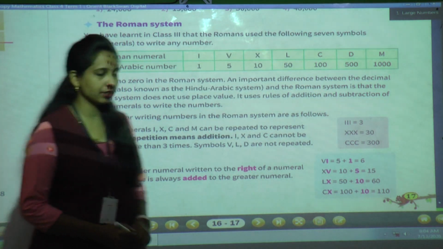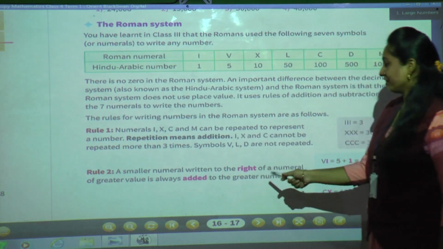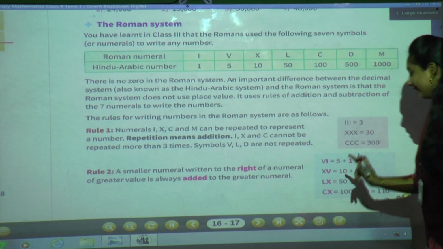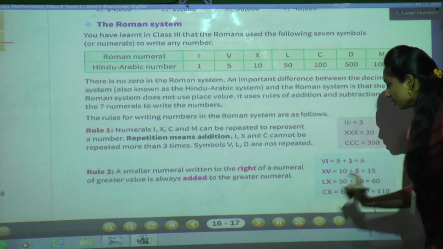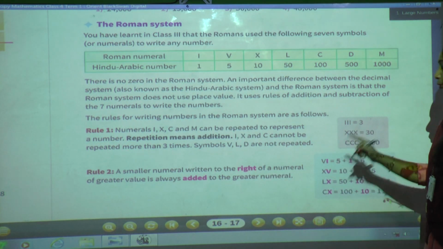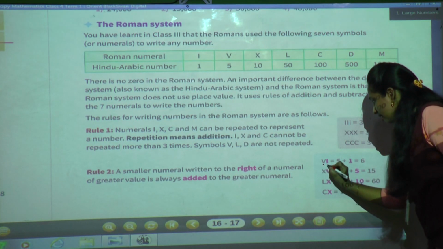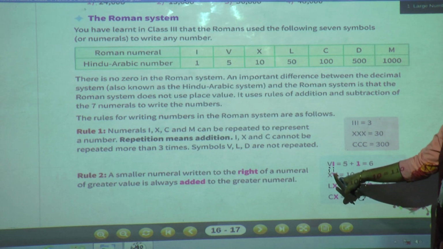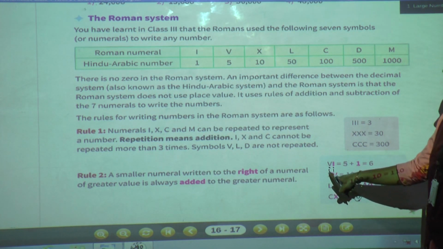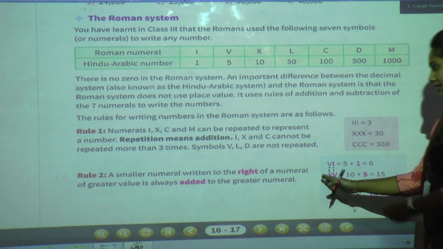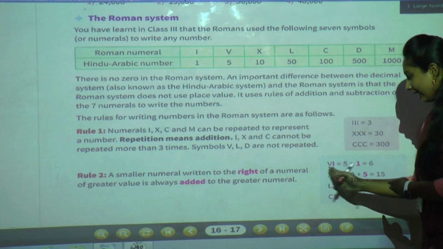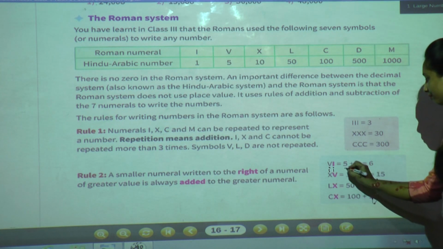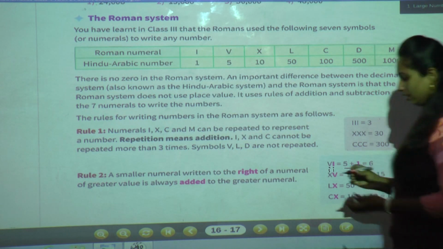A smaller numeral written to the right of the numeral of greater value is always added. See, for example, a smaller numeral written to the right side. See, this is 5 and this is I, which is 1. This is smaller, where we have written it beside, on the right side of the greater value. Whenever it comes in this way, what we have to do? We have to add. Okay, got it?